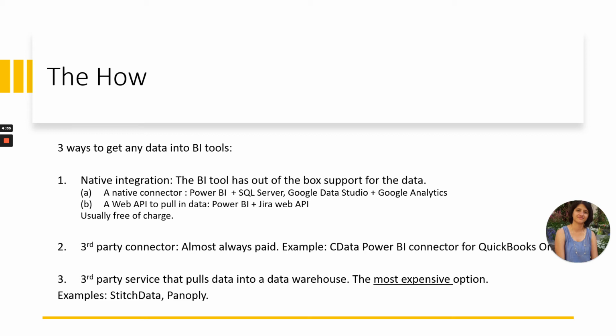Another way that BI tools can pull data is using web APIs. So Jira, for example, exposes a web API, which Power BI can use to pull Jira metrics and numbers into Power BI. So all of these ways of doing native integration are free of charge and are usually the most straightforward. The second option for integrating your data is using a third-party connector.